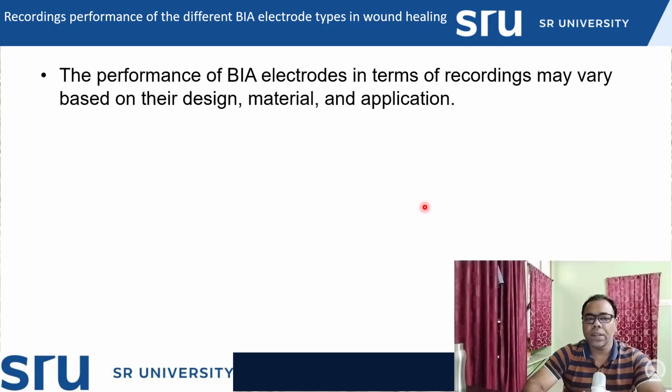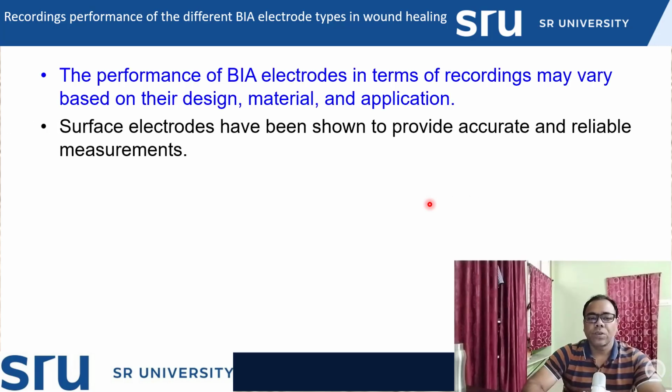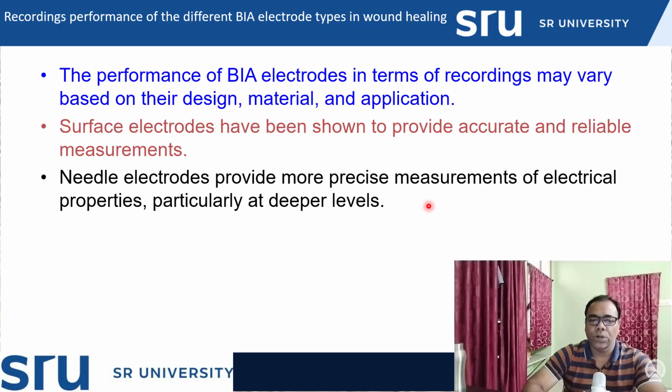Similarly, the recording performance of the BI electrode in wound healing depends on various factors. The performance of the BI electrode in terms of recordings may vary based on design, materials and applications. The surface electrode has been shown to provide more accurate and reliable measurement. As I was discussing the different types of electrodes, the surface electrode may give more accurate and reliable information than the other types.